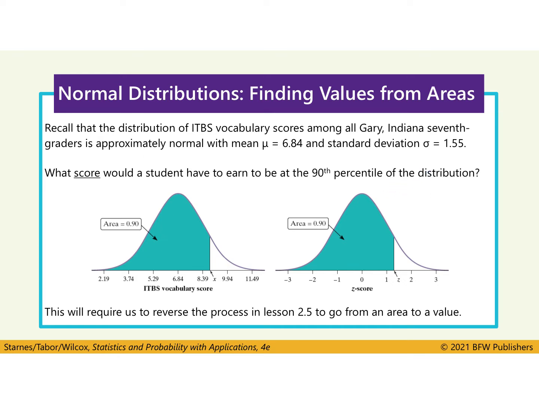Okay, so we're going to want to write this. We're going to copy this info again. Normal with the mean and standard deviation, and then what score is the 90th percentile? That's the only thing that's really important to write down. Remember, we're normal, 6.84, comma 1.55. So on the picture, we see that the 90th percentile has to be somewhere between positive 1 standard deviation and, I'm sorry, 2 standard deviations.